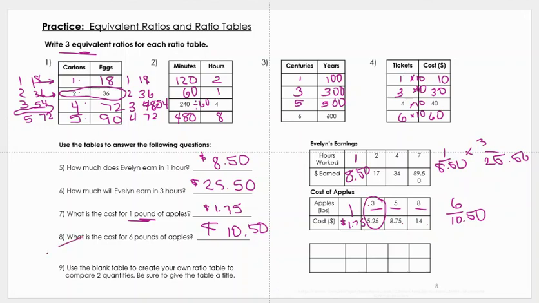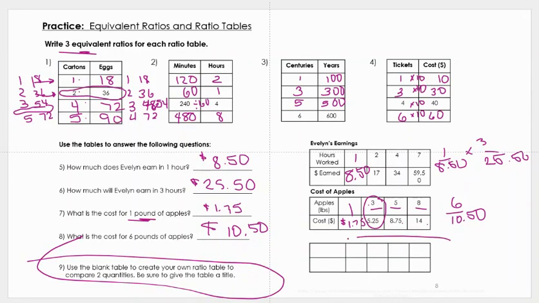And then something like this, a blank table to create your own ratio table, is a great way to assess and see if students are getting the idea. If they fill something in 1, 2, 3, 4, and you can see that they're just adding here, you can see that they still aren't getting it. So this is a great way to check and make sure that they are understanding the idea that it is a multiplicative relationship rather than an additive relationship. If you have any questions, let me know.